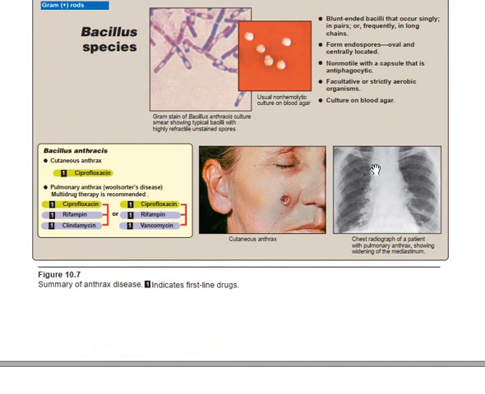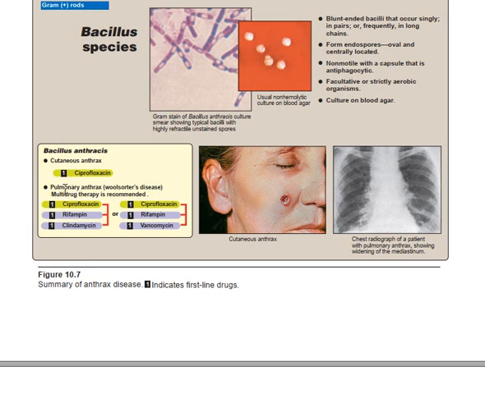You see that the mediastinum here is widened. So is it clear on the chest X-ray of pulmonary anthracis, and this is a case of a cutaneous anthrax. So now, what are the drugs which are used for the different anthrax? So for cutaneous anthrax, the primary drug used is ciprofloxacin.